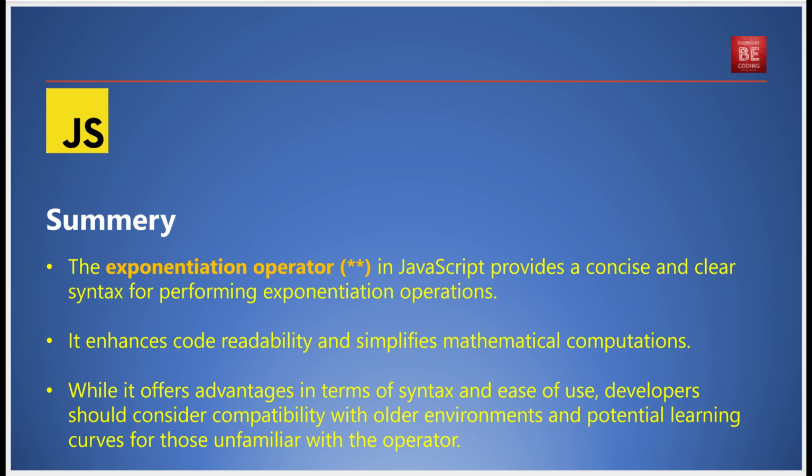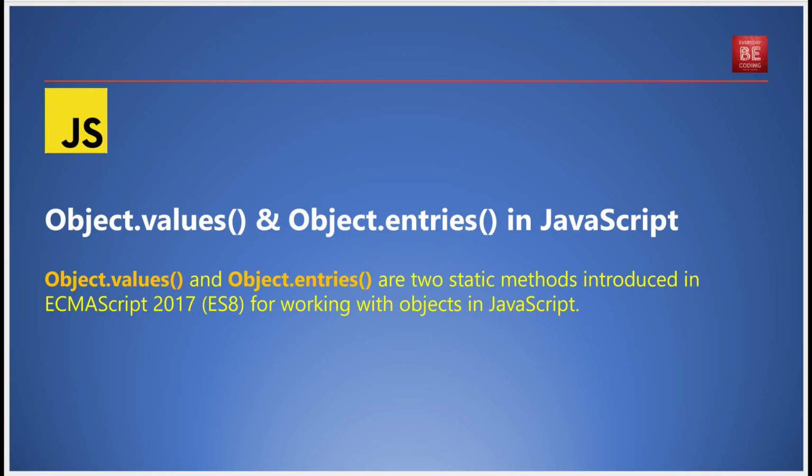So the next time you're dealing with exponentiation operations, consider using the exponentiation operator for more efficient and readable code. Ever grappled with the challenge of working with objects in JavaScript before the advent of ECMAScript 2017, commonly known as ES8? Remember those times when extracting values or iterating over the properties of an object seemed like a daunting task? Well, those days are a distant memory now, thanks to two static methods introduced in ES8, Object.values and Object.entries.